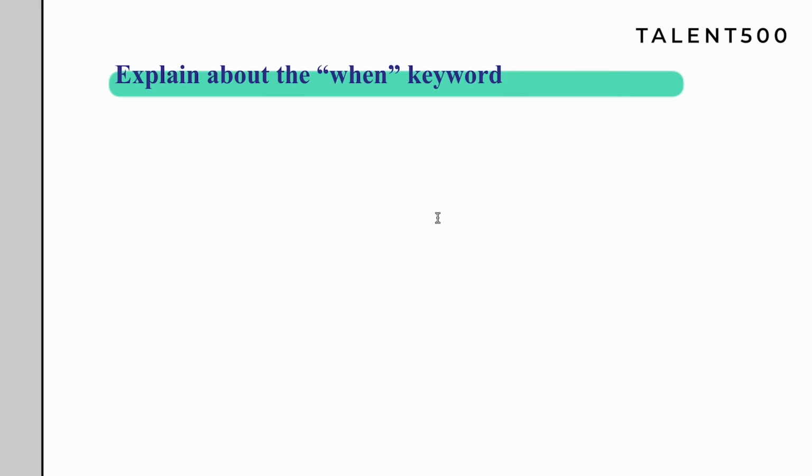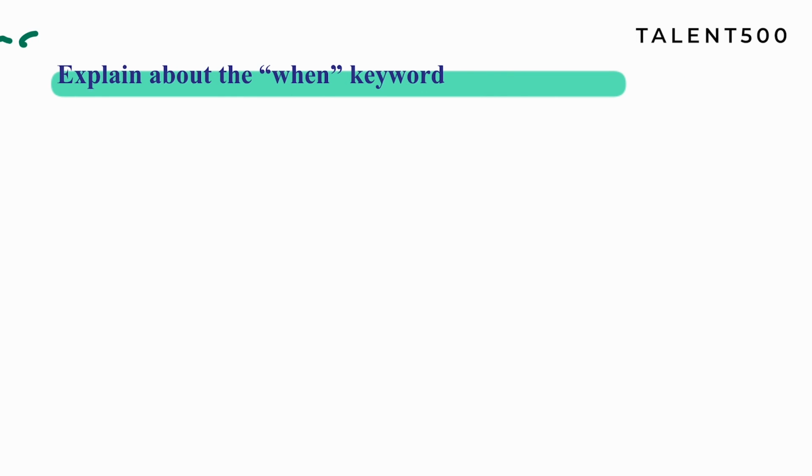I'm going to do a screencast again, and this is your second question. Explain about the when keyword. So the when keyword is used in Kotlin to substitute the switch operator. If you have been writing code in any other language like C++, you would know about the switch keyword, right? So the when keyword in Kotlin is used to substitute the switch operator in other languages like Java.